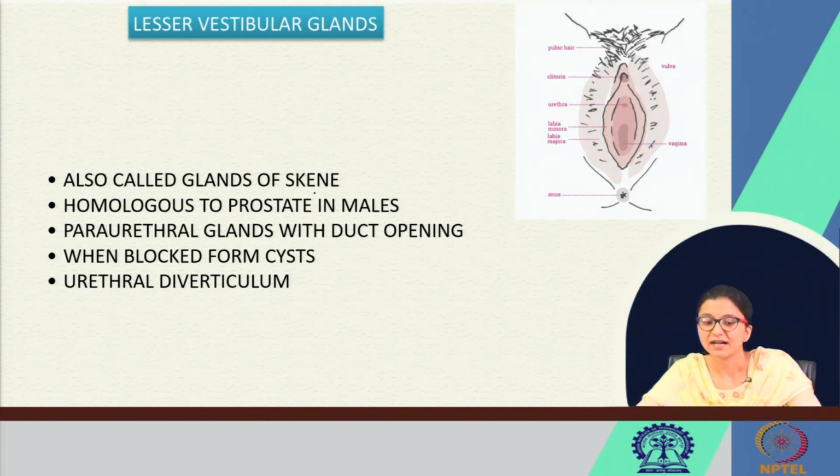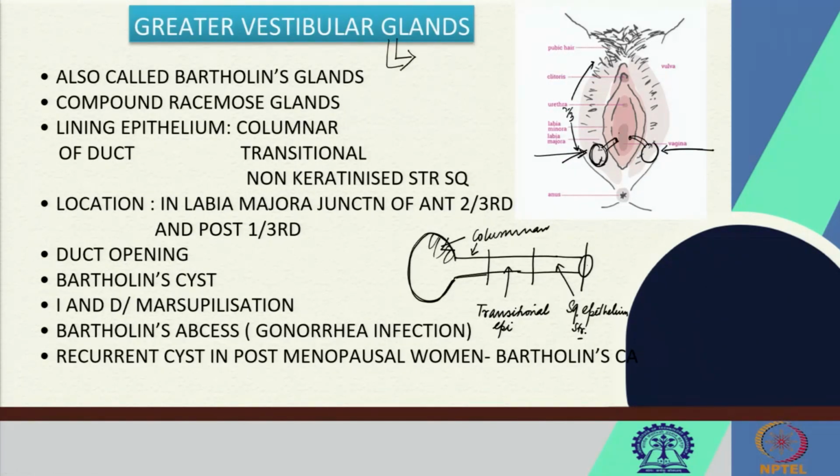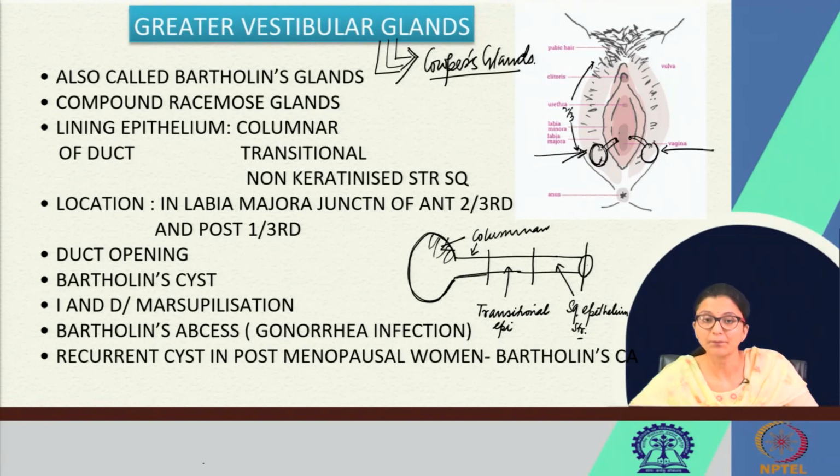Another thing is greater vestibular glands are homologous to the Cowper's gland in males. Developmentally, we need to know these are developmentally similar to the Cowper's gland. What are greater vestibular glands or the Bartholin's glands in females? They are the Cowper's gland in males, right? And they are present in the superficial perineal pouch.